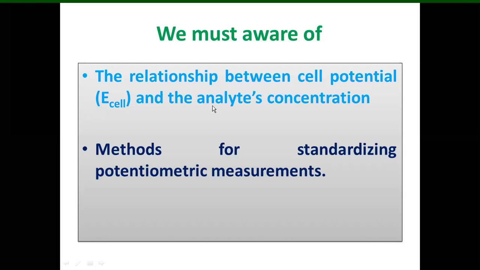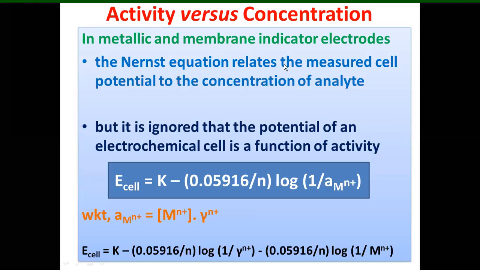After knowing the relationship between the concentration of the analyte and the cell potential, before using the potentiometric technique, we must have the knowledge of standardization of the procedures. It may be standardizing the potentiometer, standardizing the electrode, or standardizing the standards that you are using in the potentiometric method of analysis. While using the potentiometric technique, you must also know some limitations of the Nernst equation.